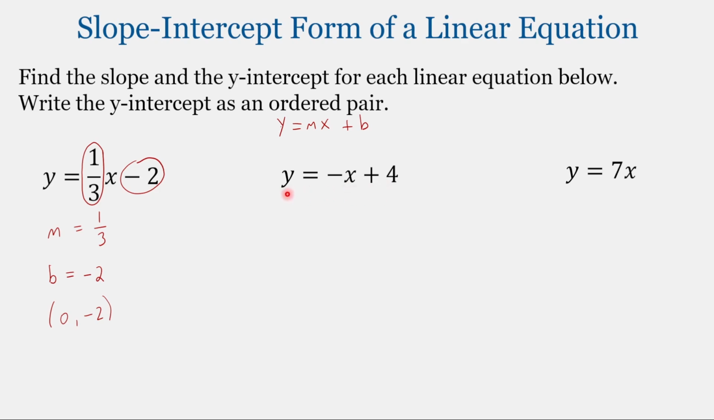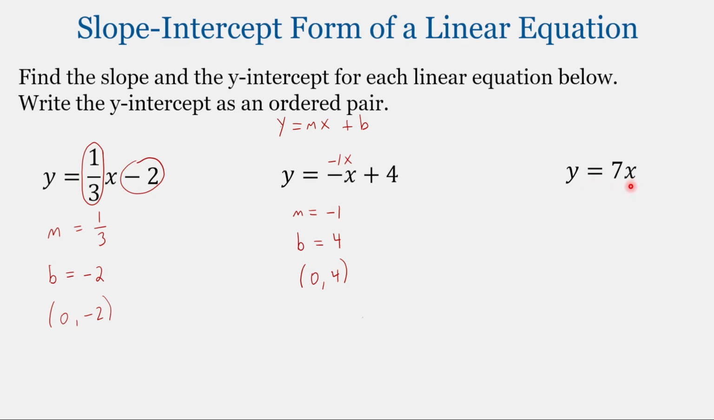For this second equation, we have y equal to -x plus 4. This is in slope-intercept form. So you can't see a coefficient here. That means our coefficient is -1. So this is -1x. Our slope is equal to -1. And b, the y-intercept, is equal to 4. Writing that as an ordered pair, the x-coordinate is 0. The y-coordinate is 4.